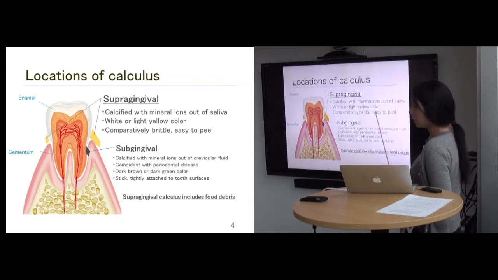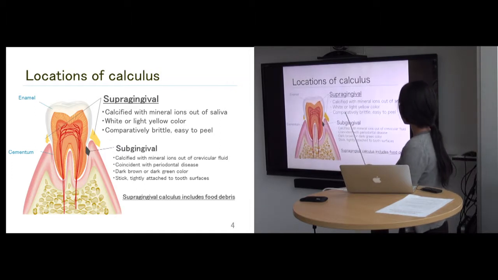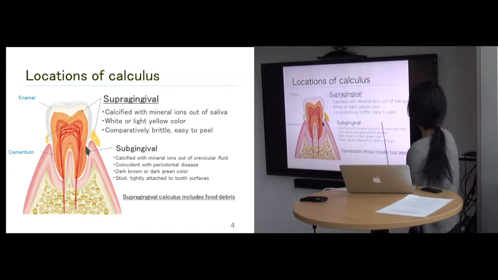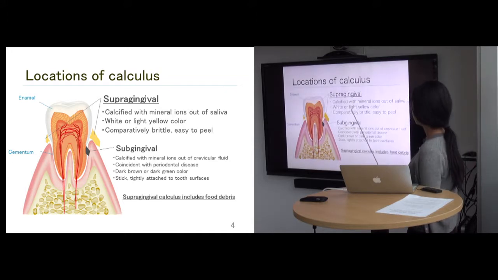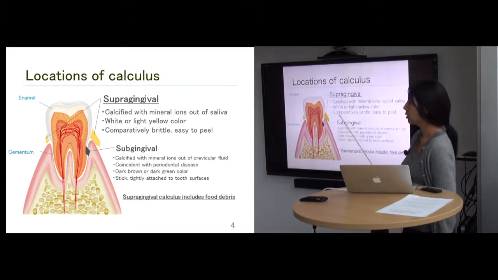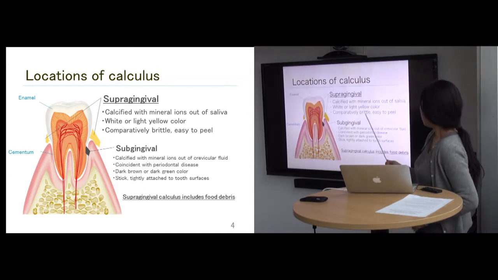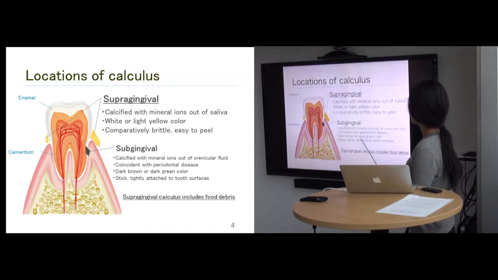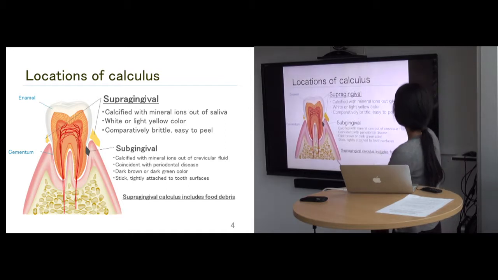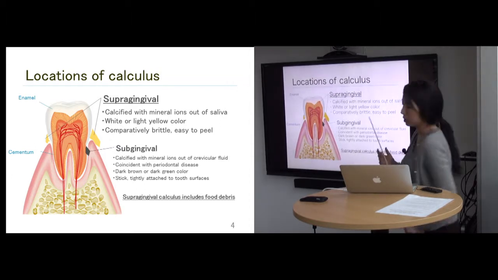In comparison, the subgingival calculus is calcified with mineral ions out of crevicular fluid, and it mostly coincides with periodontal disease. It shows a dark brown or dark green color like this, and it is really thick and tightly attached to tooth surfaces. About food DNA, supragingival calculus includes food debris, so I analyzed this supragingival calculus.